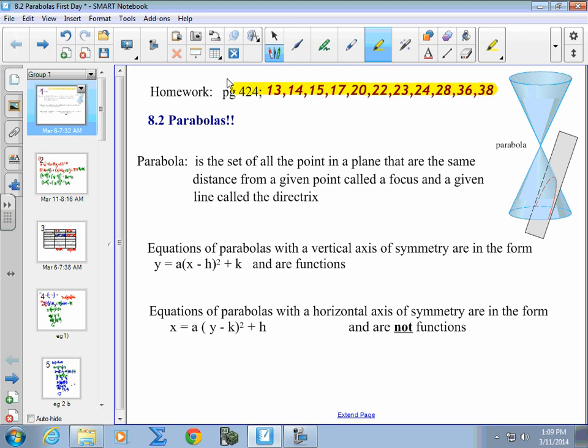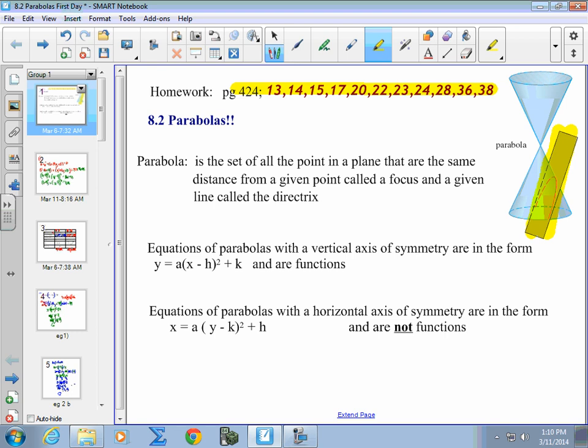The definition of a parabola is the set of all the points in a plane that are the same distance from a given point, called a focus, and a given line, called a directrix. Parabolas are what we call conic sections. All of the figures we're working with in this chapter are conic sections. They're called conic sections because if you take a plane and slice a cone, you form either a parabola, an ellipse, a hyperbola, or a circle, depending on your plane.